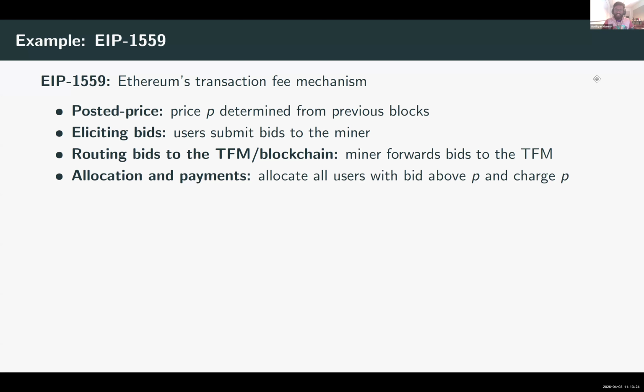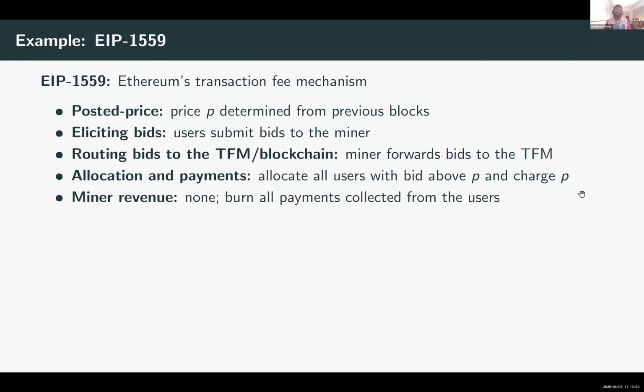So in EIP 1559's case, all users who bid above the base fee P are allocated, and all of them are charged P. So it's literally like going to a grocery store and buying a pack of biscuits. If the biscuits have $5 written on them, if I'm willing to pay more than $5, I'll buy the biscuit packet and then I have to pay $5. I don't have to pay more just because I'm willing to pay more for the biscuits. And this is how the allocation and payments are determined. As for miner revenue, what EIP 1559 does is it burns everything, and the miner in particular gets no revenue.